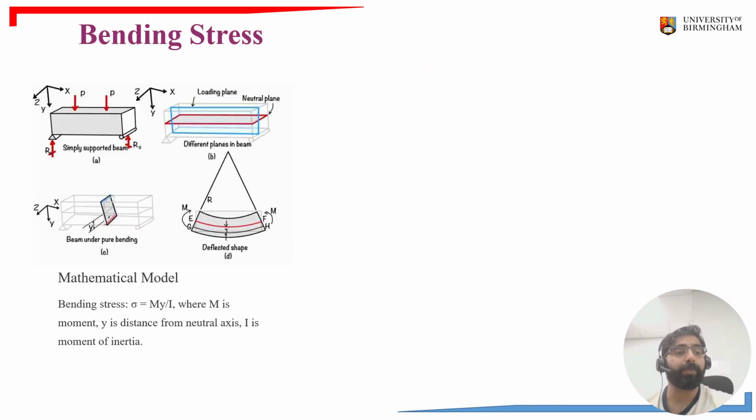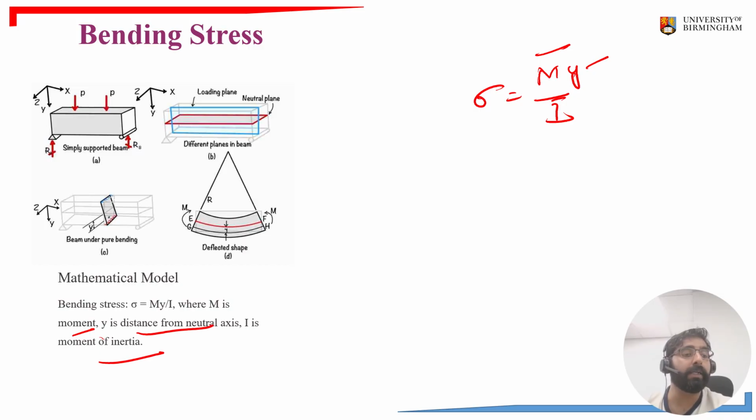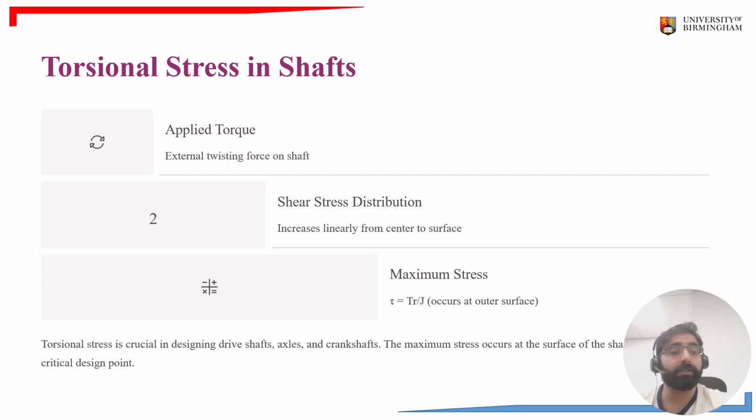Bending stress, the symbol is sigma, but it is calculated by M y upon I. M is the moment, y is the distance from the neutral axis, and I is the moment of inertia. Moment of inertia is basically defined as how resistive the material is against the loading. Now the torsion stress. Torsion stress is also denoted by tau, and the formula is equal to the torque into R divided by J.